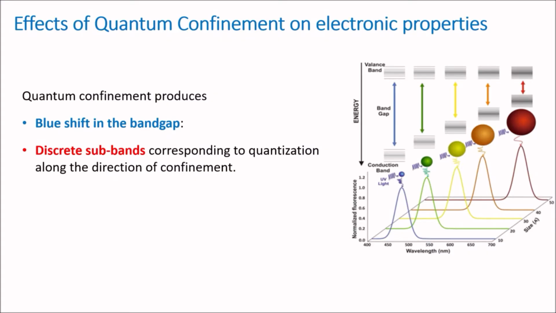We have seen in the previous two classes that quantum confinement leads to a blue shift in the band gap and the formation of discrete subbands along the direction of confinement. As the size of the confinement structure increases, the band gap decreases and finally approaches the bulk band gap value. Such band gap changes can be easily inferred from the optical absorption studies of quantum structures. As the size becomes smaller, the wavelength at which the optical absorption happens shifts to the smaller wavelength side.